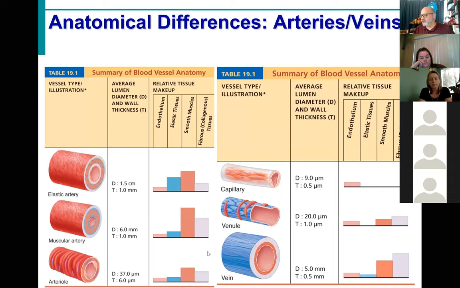Excellent. So we know the five main categories of blood vessels: arteries, veins, capillaries, arterioles, and venules, but let's talk a little bit more about the specific anatomy of each of them. Starting first with arteries, as you see from the previous picture, there are actually two main types of arteries.